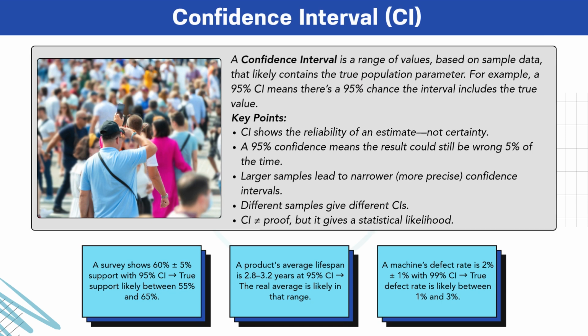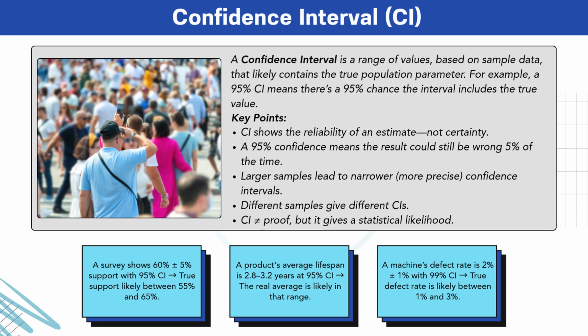Let's now understand what a confidence interval, or CI, means in hypothesis testing and data analysis. A confidence interval is a range of values, calculated from sample data, that is likely to contain the true value for the population. For example, if we say a result has a 95% confidence interval, we mean that we are 95% confident that the true population parameter lies within this range.